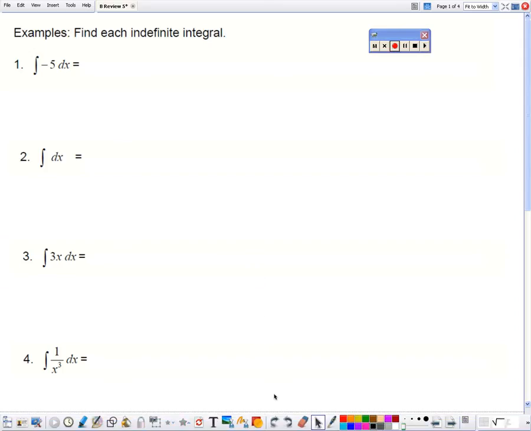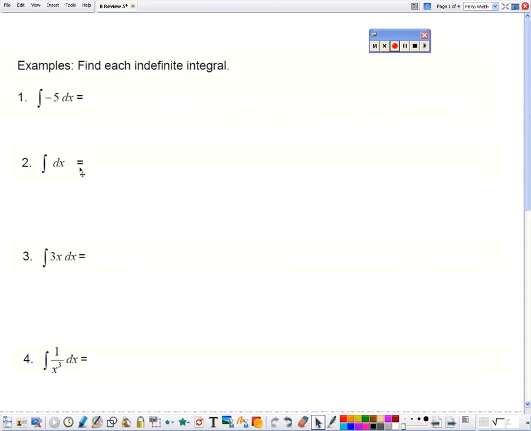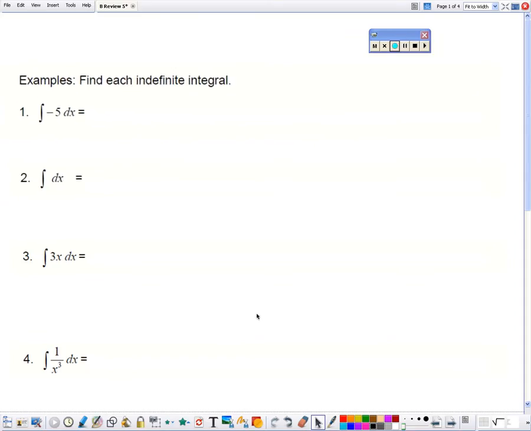Okay, so for finding the indefinite integral, we have to remember what the simple power rule stated and what the general power rule was. So the simple power rule, you have the integral of a to the n dA. Then the antiderivative is a to the n plus 1 all over n plus 1 plus some constant c.